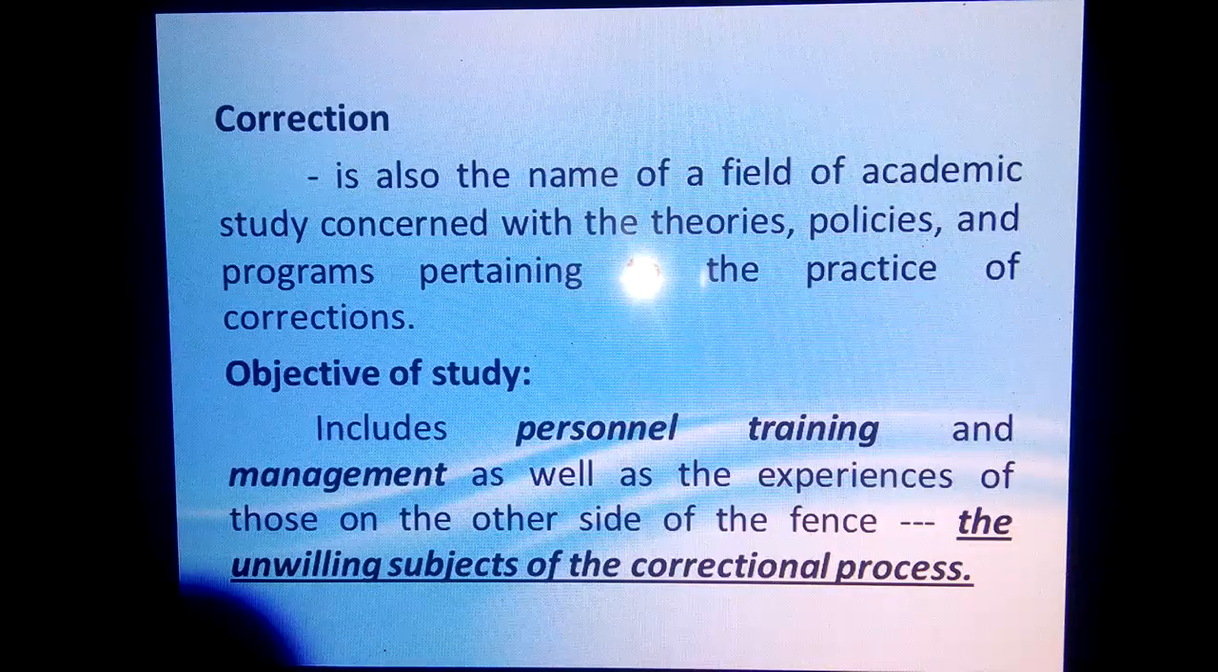So basically, the objective of this study is not only on the development and enhancement of the skills and capabilities of the personnel to be trained, but most importantly on the side of those persons deprived of liberty, to address very well and carefully the needs of their rehabilitation and reformation.